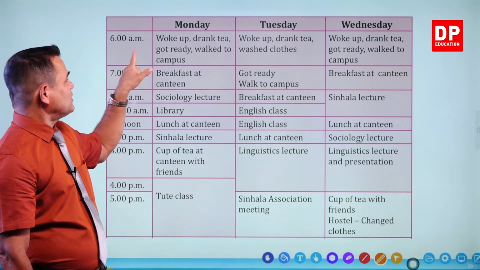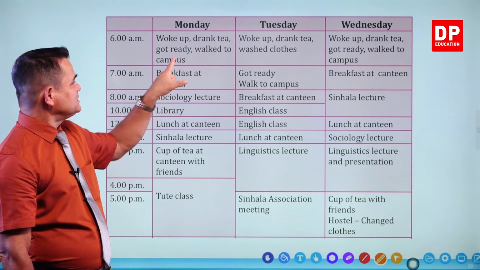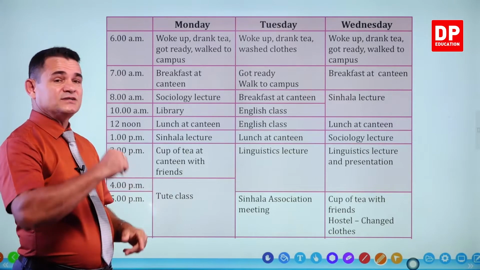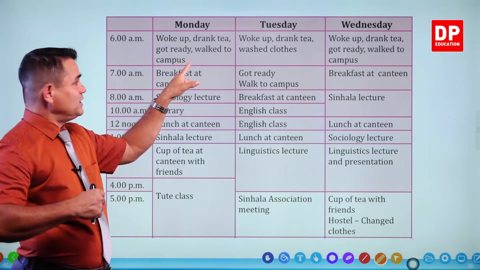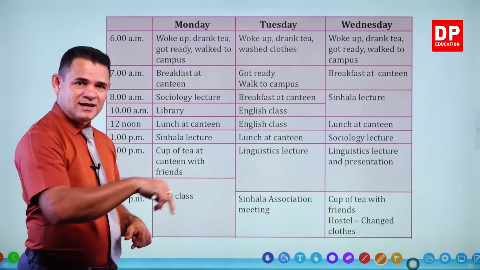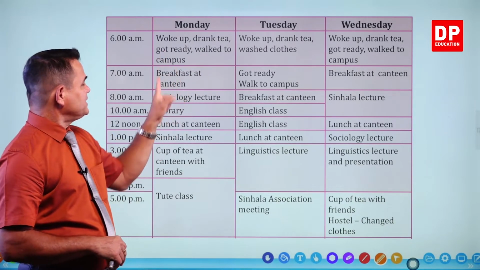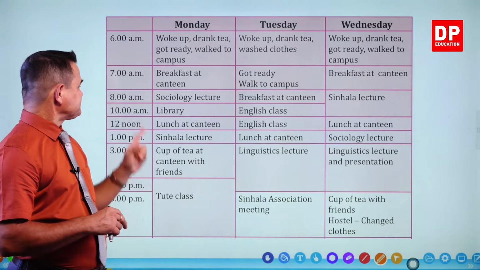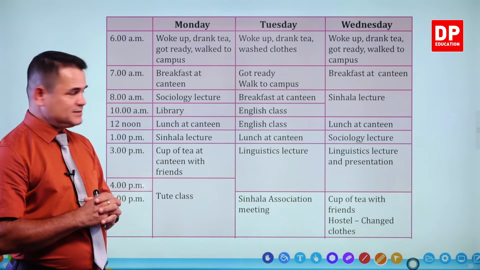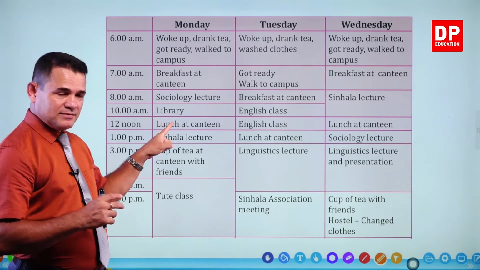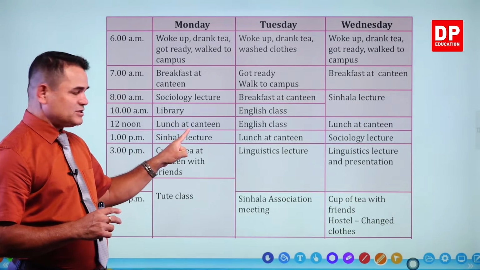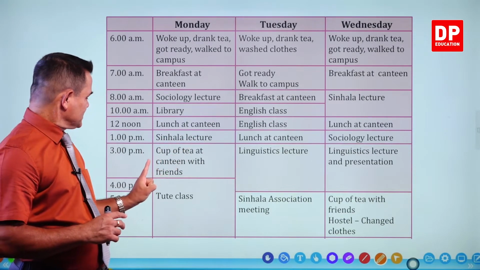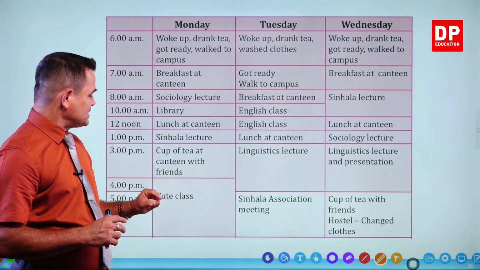Right. 6 o'clock. Woke up, drank tea, got ready. Woke up, you know. Drank tea, got ready. Walk to campus. And next 7 o'clock, breakfast at canteen. 8 o'clock, sociology lecture. And 10 o'clock, library. 12 noon, lunch at canteen. Then Sinhala lecture. 3 p.m., cup of tea at canteen with friends.